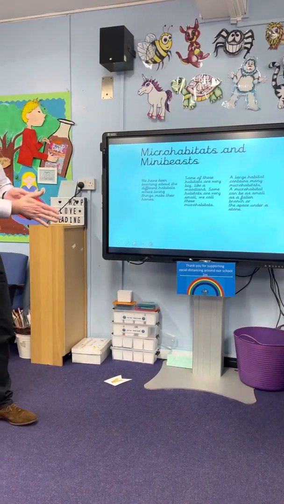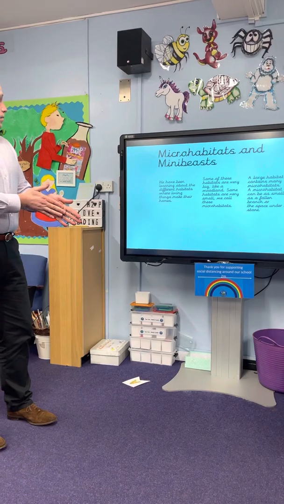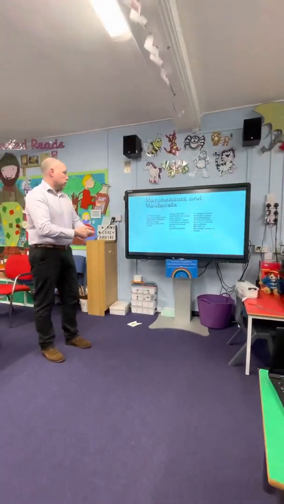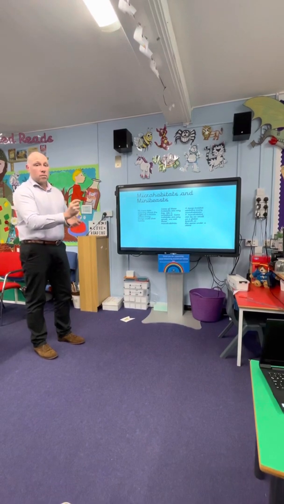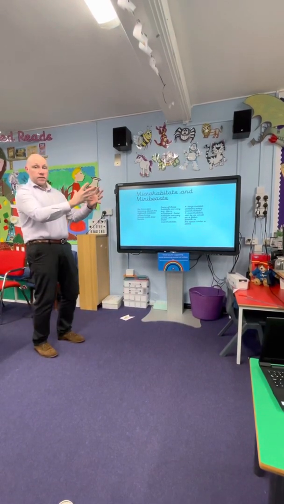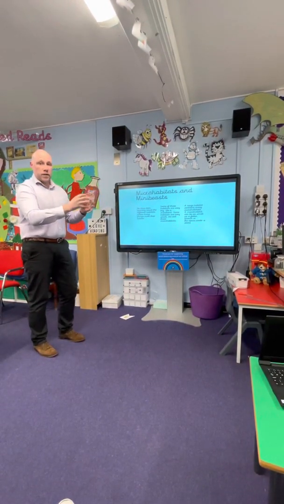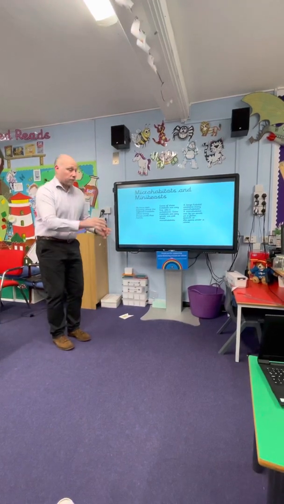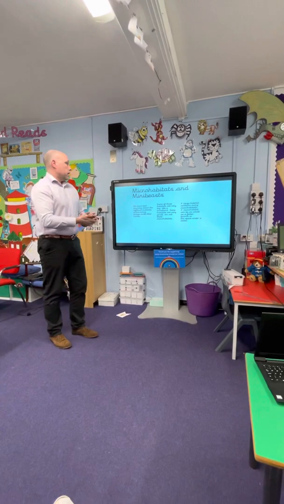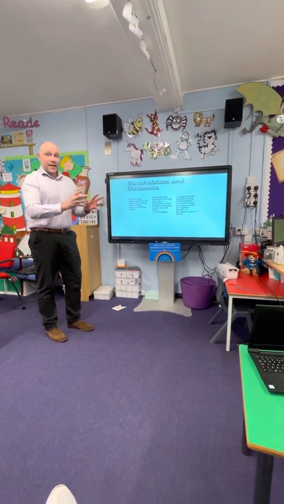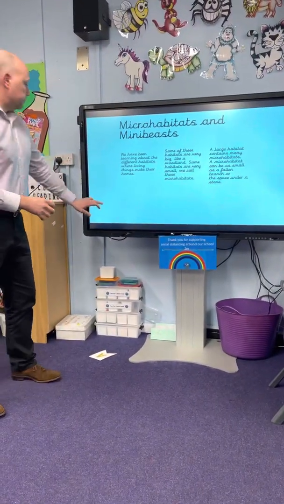So, some habitats are very big, like a woodland, and some habitats are very small. And you may find a micro habitat in a very big space. So in a woodland, you may look underneath a log and find lots of little insects, just like the man did on the video. So a large habitat can contain many micro habitats.